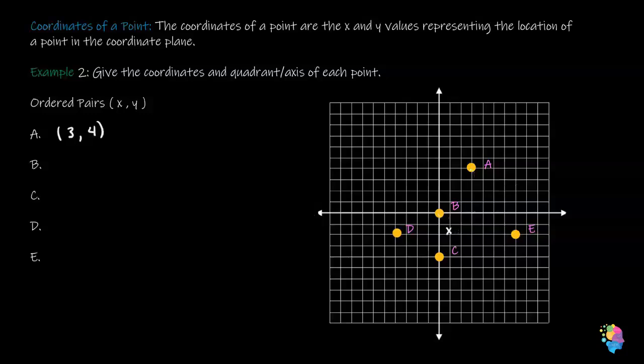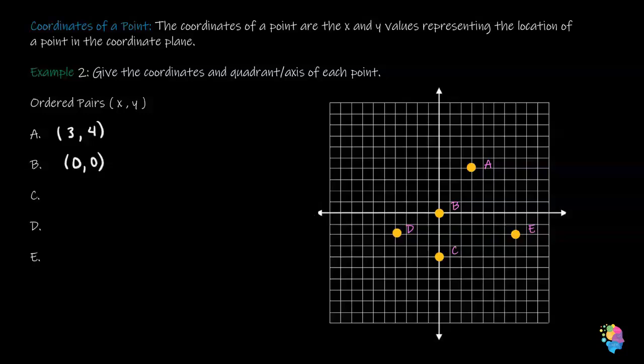Let's try B then. B, if you notice, is located at the center. So because B is located at the center, it hasn't moved to the left or to the right or up or down from the origin. That means that B is located at 0, 0 because it's not moving from the origin.